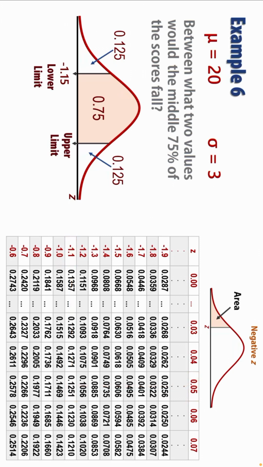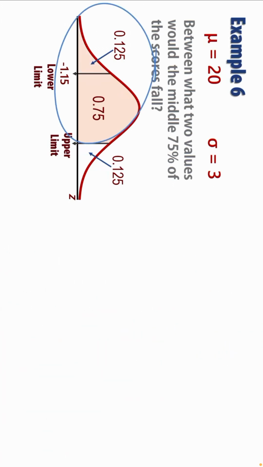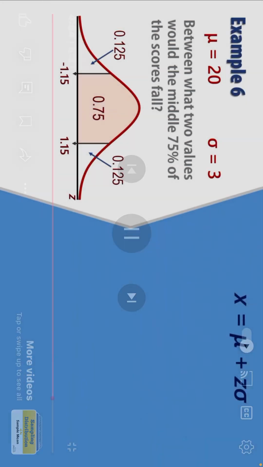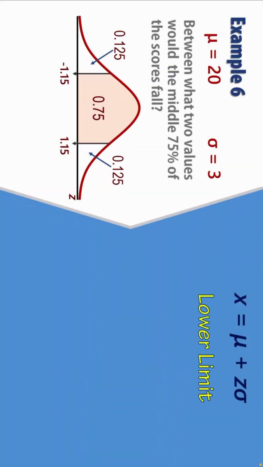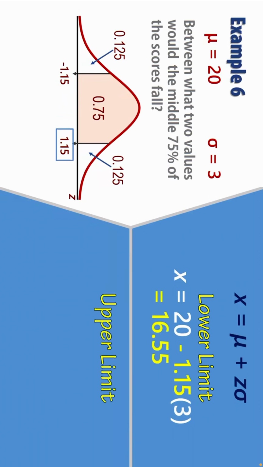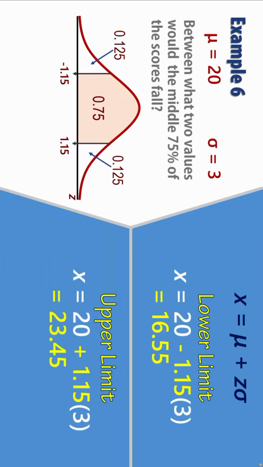For the upper limit, the area below is 0.75 plus 0.125, which gives 0.875. Looking that up in the table, the closest is 0.8749, corresponding to a z score of 1.15. That should be expected because the normal curve is symmetric. That is, we don't even need to look up the positive z score. Symmetry should tell us that it will be positive 1.15. Let's now calculate the actual scores. For the lower limit, substituting negative 1.15 gives 16.55, and for the upper limit with positive 1.15, we have 23.45.